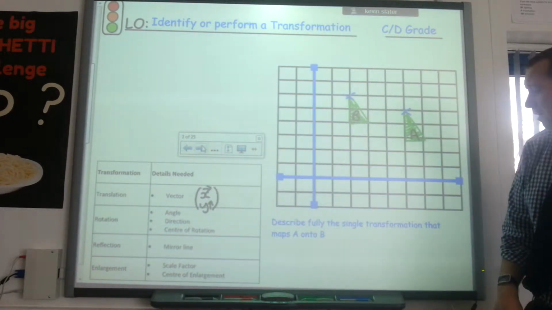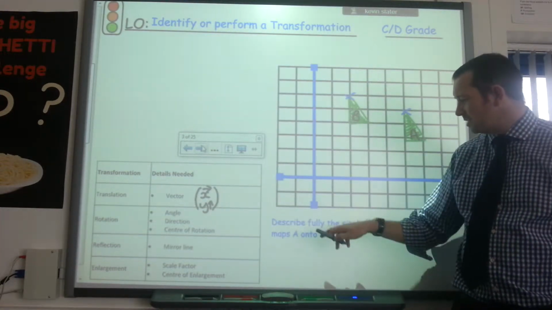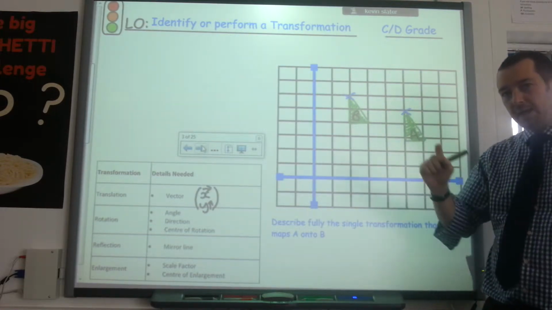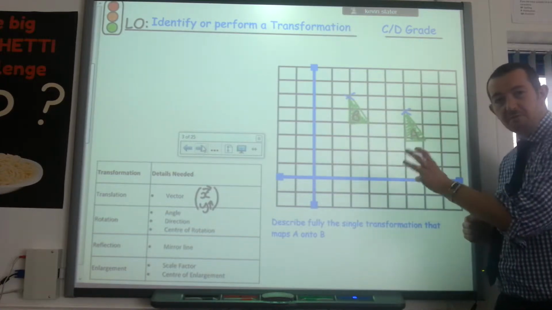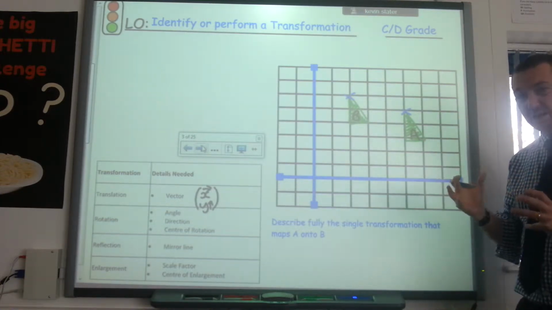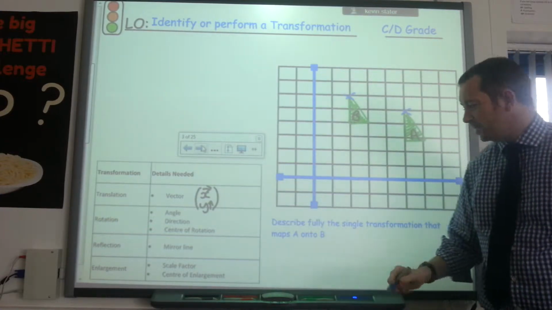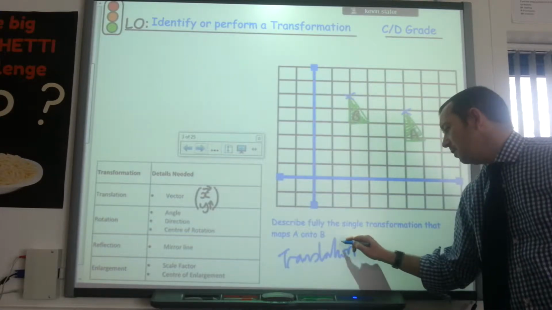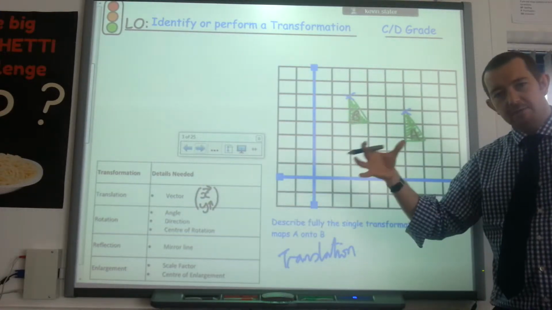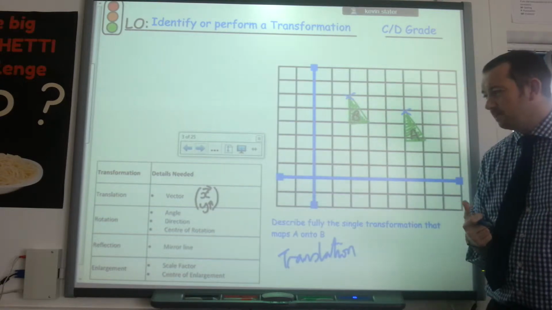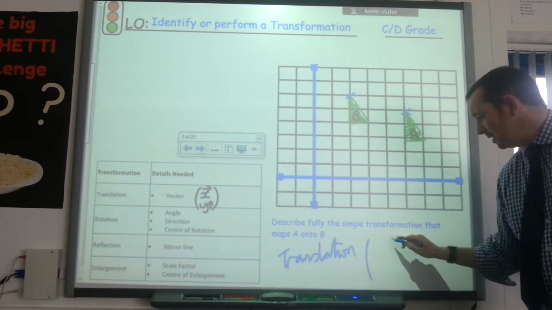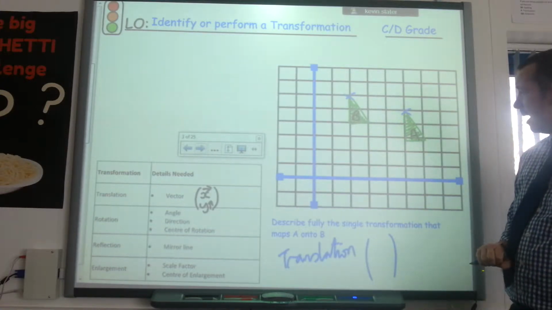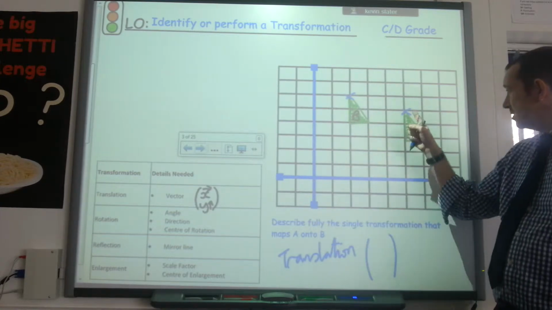Moving on, this time I need to answer this question: describe fully the single transformation that maps A onto B. Well, I can see it's not been twisted, not been reflected, not been rotated. They're the same size as well. So I think that is going to be a translation. So for 1 mark, I would say translation. But then, if I look at my table, whenever I give a transformation, I've got to give the details about it as well. So I need to give the vector here. I need to write the vector as one number on top of the other, not as a coordinate. And I'm going from A onto B, so there to there.